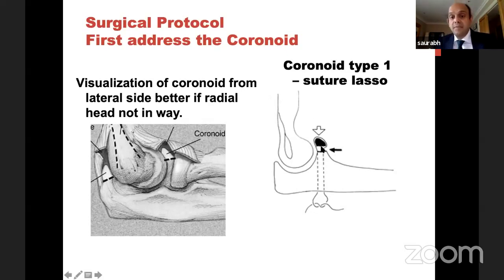Now, if it's a small flake, i.e. it's a capsular avulsion, how I would fix my coronoid is 2 retrograde drills from the posterior aspect of the ulna. I'll pass a suture, take a big bite in the capsule, come back out, tie a knot. So this fragment comes down, where the capsule comes down, it'll heal up.